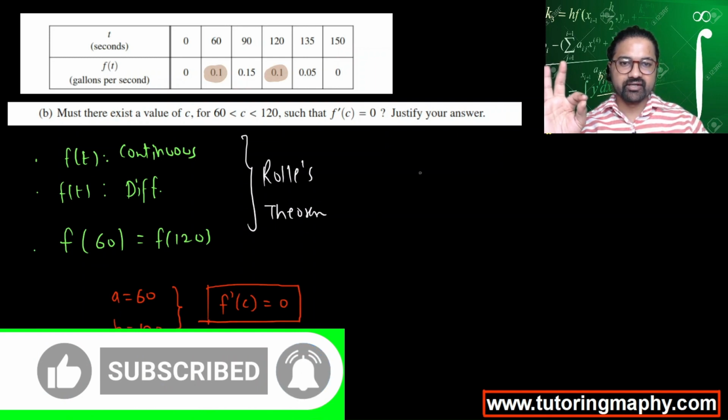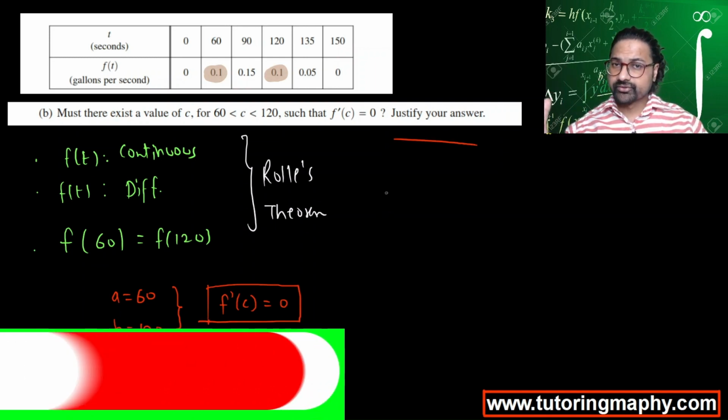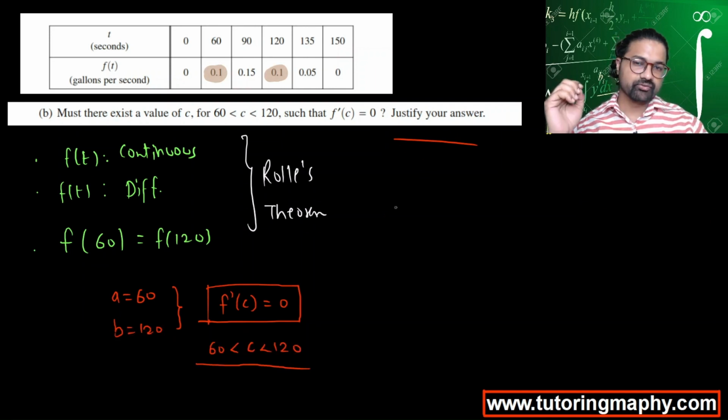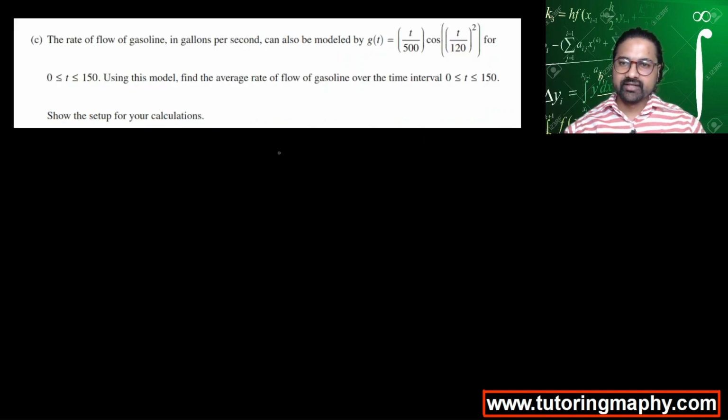They ask us to justify, and this is how we are justifying that Rolle's theorem is applicable, and using Rolle's theorem, this must be true actually. Right, I hope it makes sense. Let's talk about the next question.